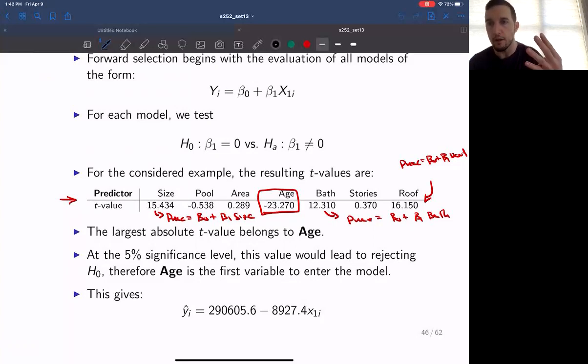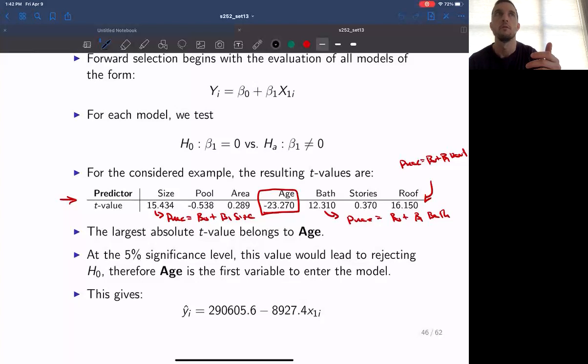So there's 4 values that we would deem to be useful as a linear predictor for price. They are size, age, bath, and roof. Now, among those 4, we're picking the one that is most significant. And in this case, when we say most significant, we just mean has the largest absolute t-value. Yeah, you can reject based off t-values or based off the critical value. The result's going to agree, so it doesn't matter which way you do it.